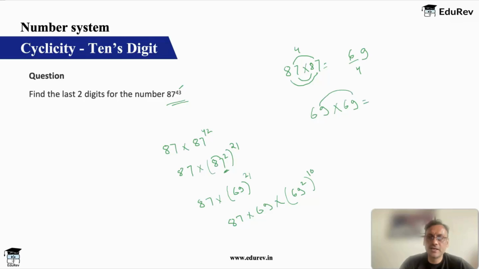9 into 9 is 81. 8 carry. Then 9 into 6 is 54. 54 plus 54 is 108. 108 plus 8 is 116. So that will give you 6. So you'll have 61 as the last 2 digits. So 87 into 69 into 61 to the power 10.